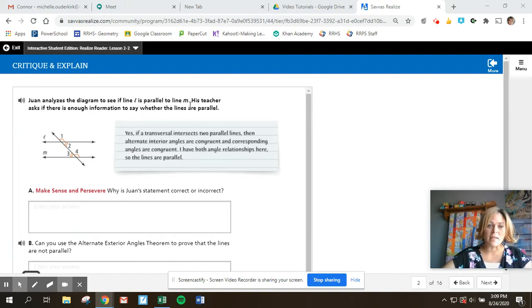parallel. So it says, his teacher asks if there is enough information to say whether the lines are parallel. So you need to check. Look at angles 1 and 4. Based on lesson 2.1, I'm hoping you remember what those are called and what relationships they have. And also angles 2 and 3. If you don't remember what these are called, go back, look in your notes, look in your book, or watch the other video to figure out the names for angles 2 and 3, and 1 and 4. There's a name for those. If you know the names of those pairs, I think you can answer this one.